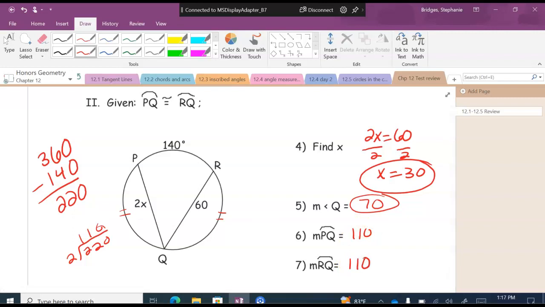Okay, again, it either will tell you that your arcs are congruent or your chords are congruent, which means in turn the other one is congruent. If it says the chords are congruent, then the arcs are congruent. If it tells you the arcs are congruent, then the chords are congruent. Yes, sir.